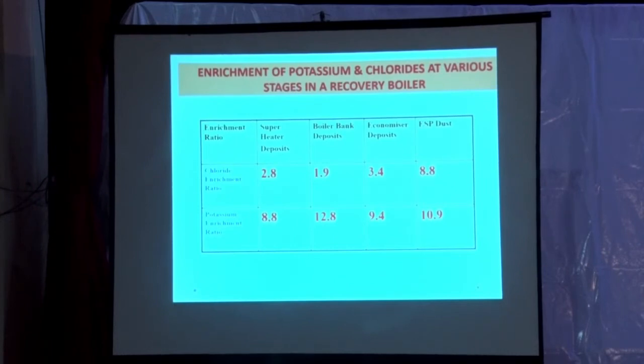That's why, at CPPRI, this recovery team has done this mapping, and we can now tell how much of the ash you have to purge, or how much of the ash you have to treat for leaching, for concentration, for removal of chloride. Similarly, for potassium, the enrichment factor is about 11 in the case of the ESP.